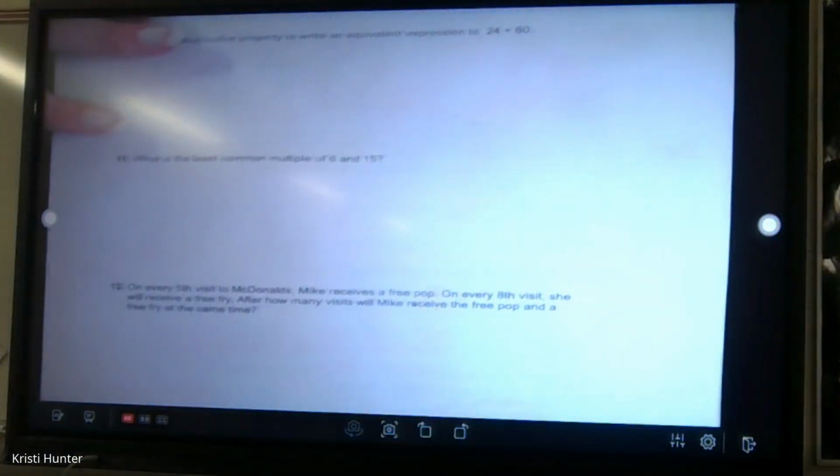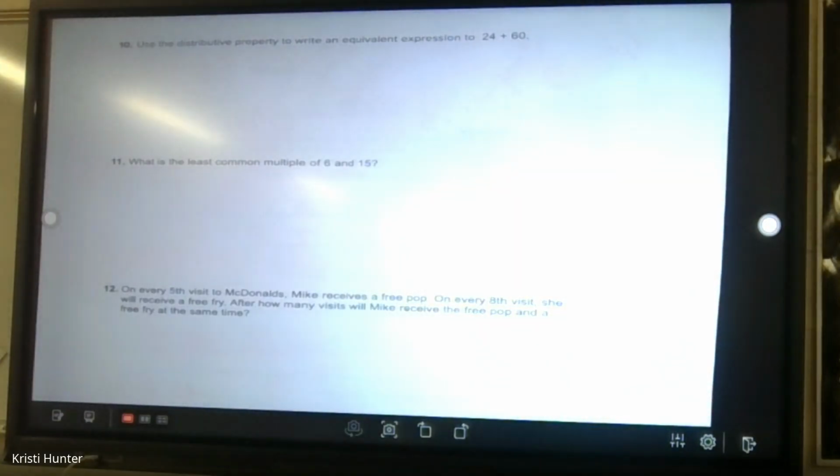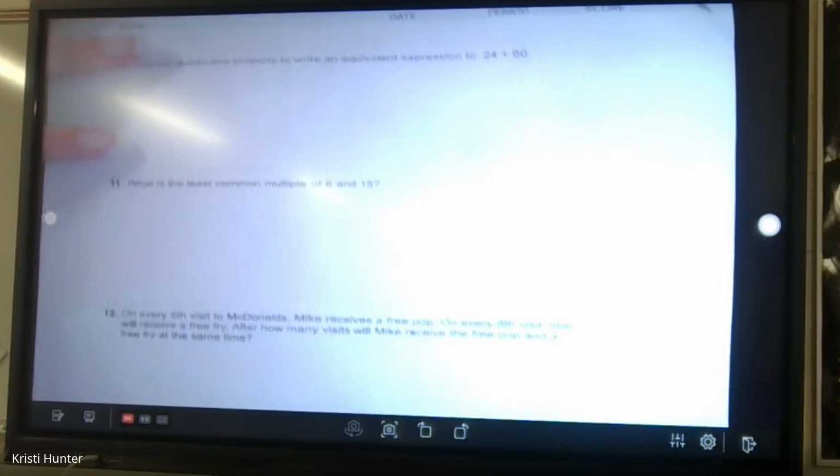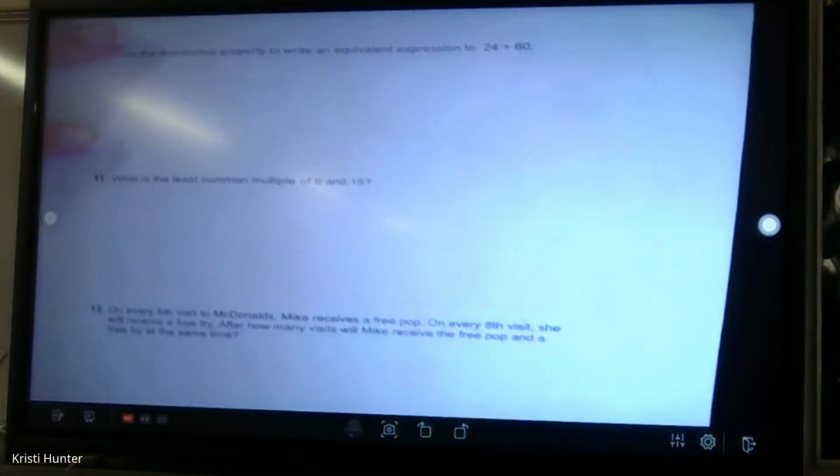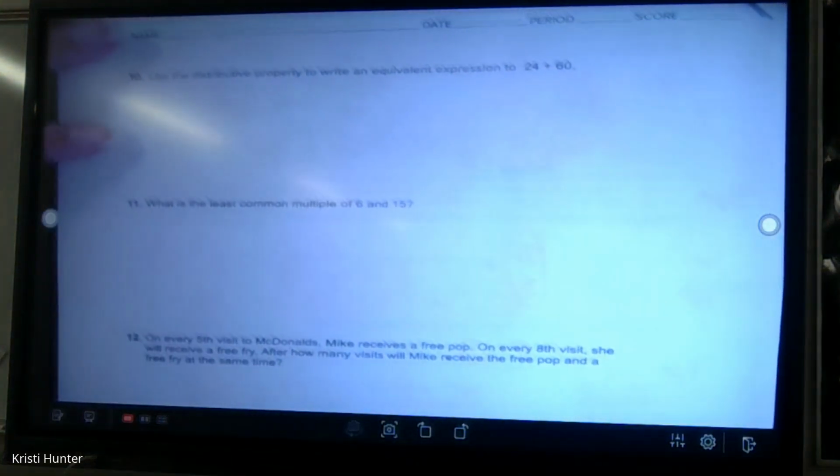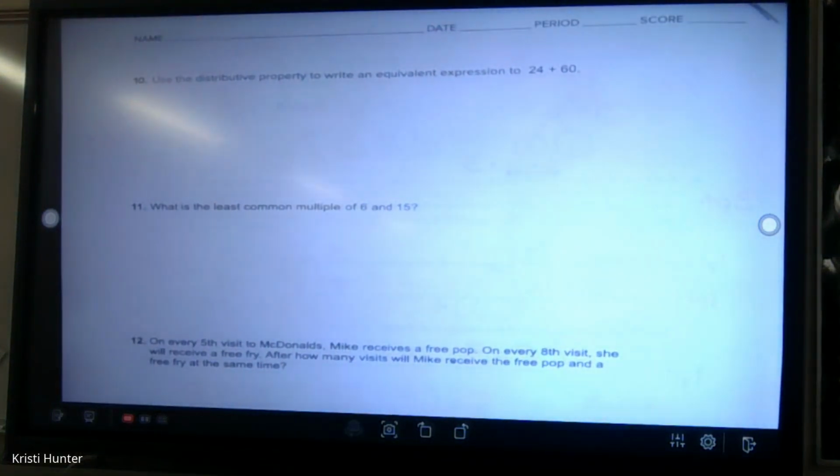Question 10 is also a distributive property question. Question 10 says, use the distributive property to write an equivalent expression. So this has not told you your greatest common factor. So the first thing we're going to have to do is come up with that greatest common factor, and then write an equivalent equation. So here we go.